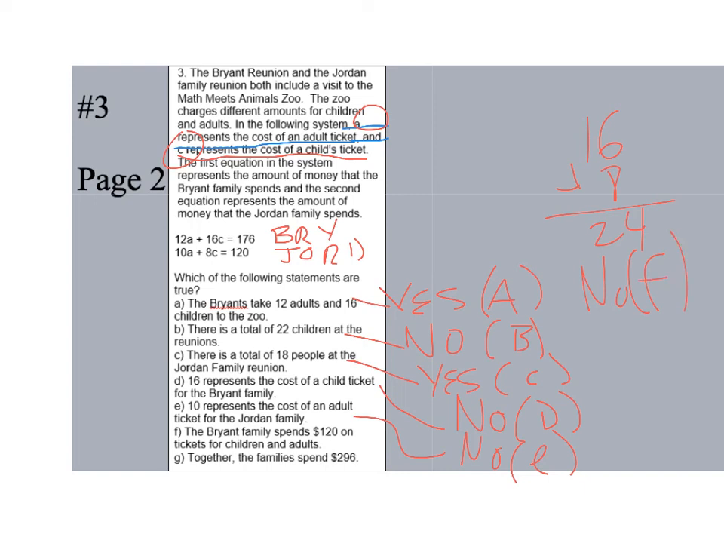All right, and together the families spend $296. Let's do a little math on this. So the total spent on each one of those, we're going to add up 176 and 120. That, in fact, does add up to 296. So choice G is going to be a yes.